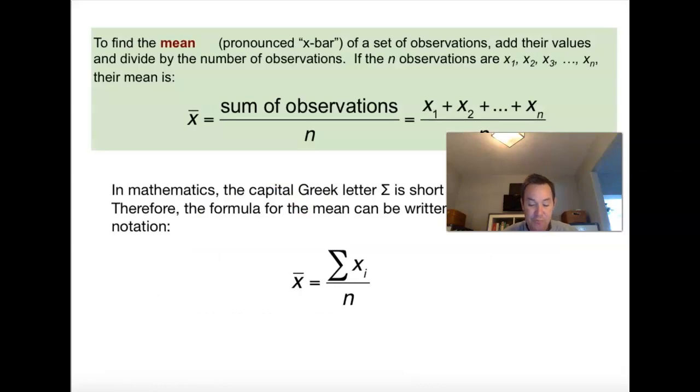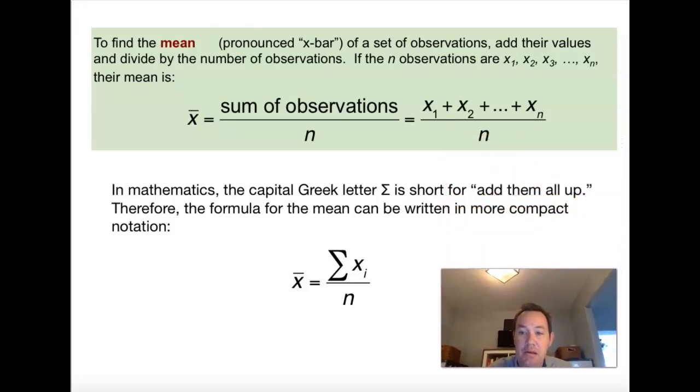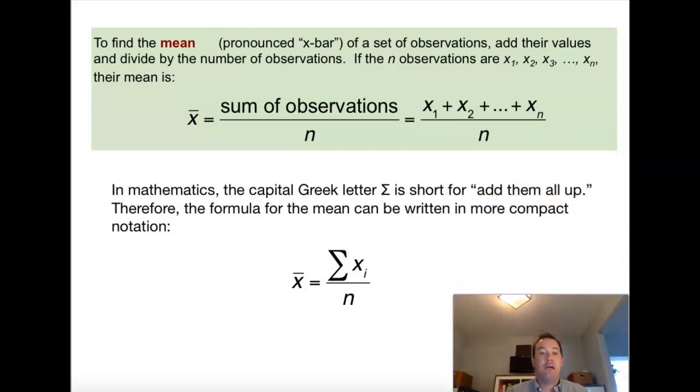All right. So the mean, this is what I would expect you to already have some experience with. The mean is a measure of center. The notation we use in statistics is x with a bar over it, and it's pronounced x bar. So to calculate the mean of a set of observations, you add their values and divide by the number of observations. So here we have our basic mean formula.